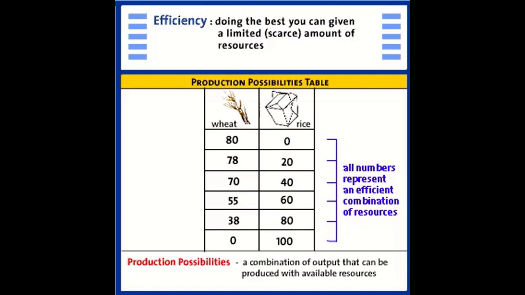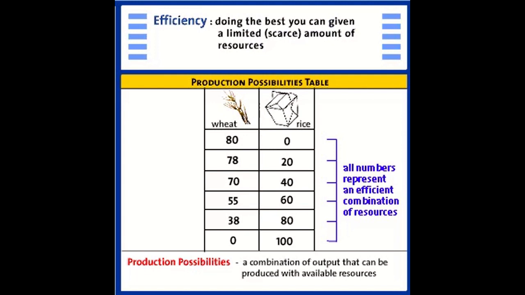Notice that the wheat production is decreasing as resources are moved into the production of rice. But since we're moving first those resources that are well suited for the production of rice, we can get a large increase in rice production for a small decrease in wheat production. Next, we can get an additional 20 bushels of rice per year if we reduce wheat production by 8 more bushels of wheat a year.